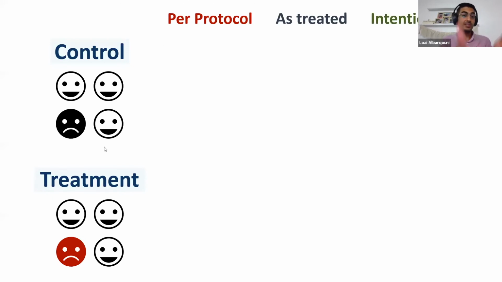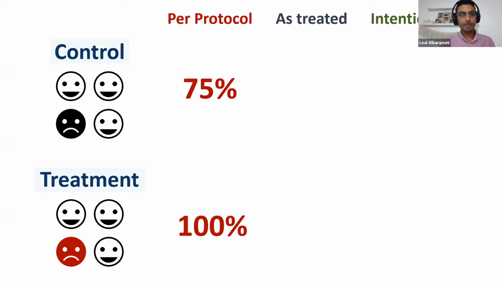So if you would like to analyze these results per protocol, that means according to the protocol of the RCT, what do you think is the outcome, the event rate in the control group? If we assume the outcome is being alive after a year, what will be the percentage of the people that are alive per protocol? I can see 75%. What about the treatment, per protocol? Here, because the protocol says that in the control they shouldn't receive anything, all of them have adhered to that protocol. So three out of four still alive after 1 year, that means 75%.